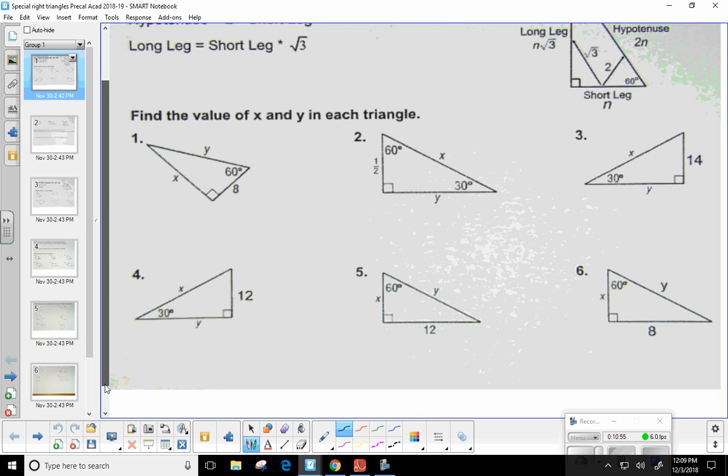Find the value of x and y in each triangle. Okay, so this is a 30, 60, 90. Now, in the beginning, do you want me to put the expressions? Let me show you what I mean. In terms of the variable, like here they're using n. Across from 30, we always have n. Across from 60 is always the shorter leg times the square root of 3. And across from 90, the hypotenuse is always double the shorter leg. What you're going to do is start with the one side you know. I know that this side should represent n, but I actually know its length is 8. So that tells me what?